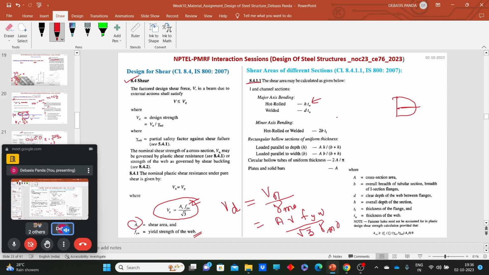Okay, so from this clause, we can calculate the value of AV, which is nothing but the shear area. Now, if we know the AV value, we can calculate the VD value. And if we can calculate the VD value, we can easily check whether the beam we are going to design is subjected to high shear or low shear. Subsequently, we can find out the design bending strength for the laterally supported beams. Okay. Clear?